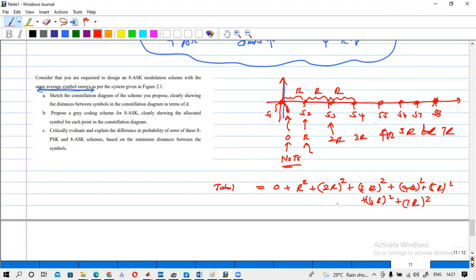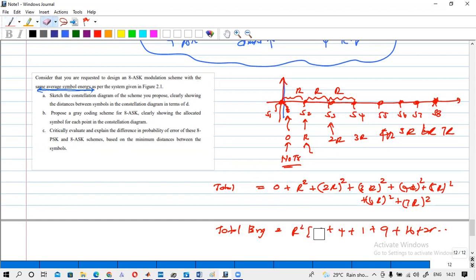Someone calculate this very quickly. What is the value here? The total power, total energy. You will have R square times 0 plus 4 plus 1 plus 9 plus 16 plus 25. What is the sum? Can you just use the calculator and tell me? Yes, it is 140. So we have 140 R square. Thank you. So total energy will be 140 R square.